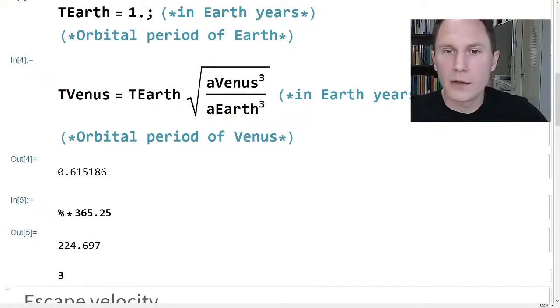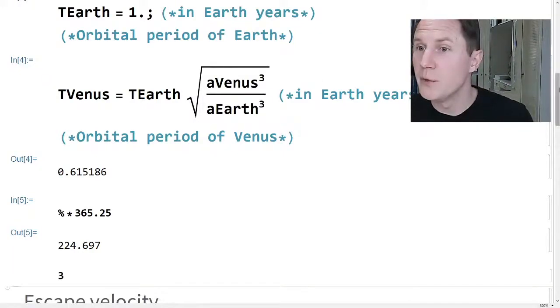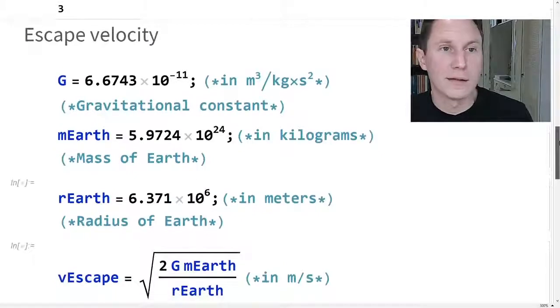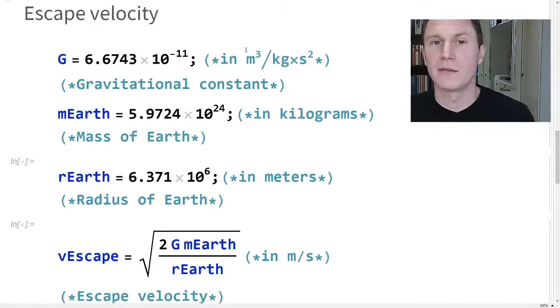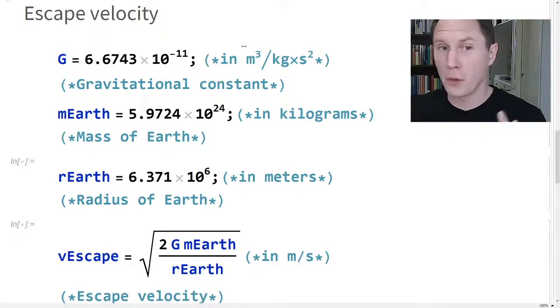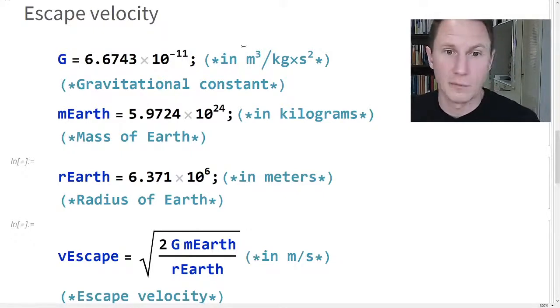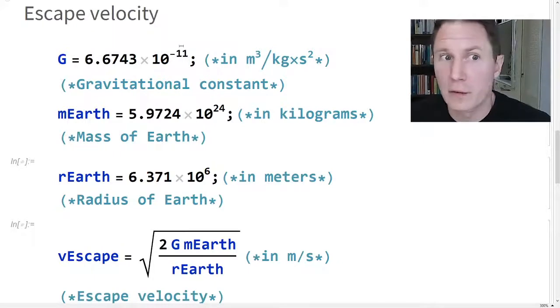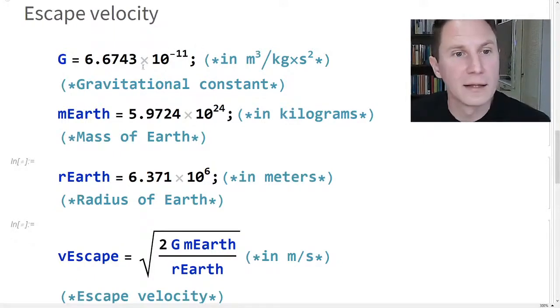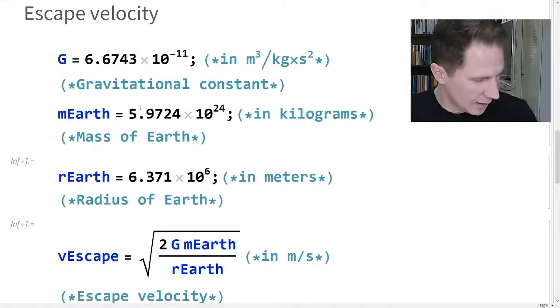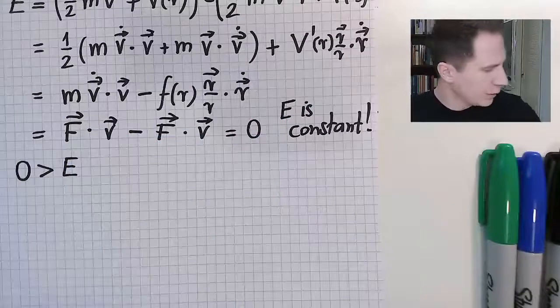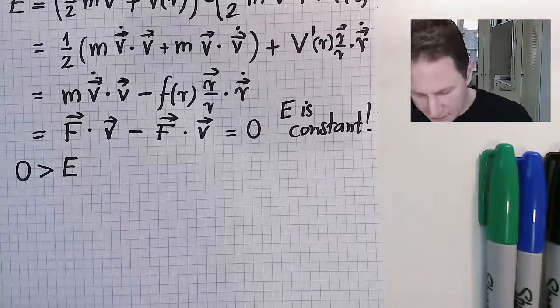Now, let me go to my notebook and show you quickly how this can be used to calculate the escape velocity that is required to escape from Earth's gravity. If you want to send something, not just into orbit, but to the moon, let's say, the escape velocity you will need can be calculated. So let me just quickly go to my notepad and show you how we get this calculation.